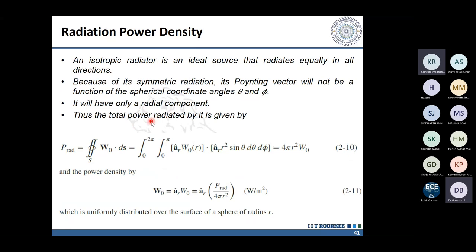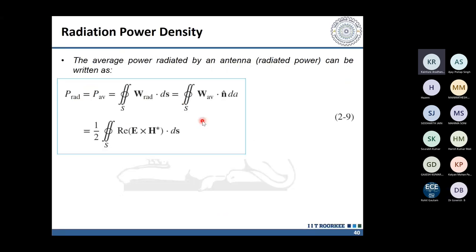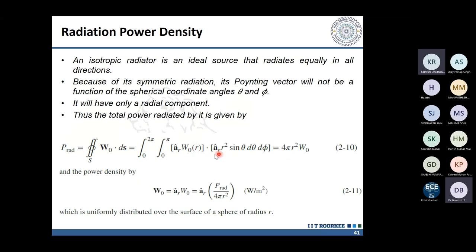Now, what is the total power radiated by that antenna? The total power radiated by the antenna is the surface integral of the average power density integrated over the surface. So if you take the sphere, 0 to 2 pi is the phi variation, and theta varies from 0 to pi. This is the average power density, it is uniform, okay? And into the element of unit area. What is the element of unit area? We have already seen that the element of unit area is r square sine theta d theta d phi, where the normal component is in the radial direction.